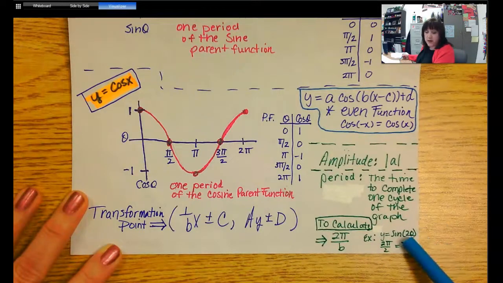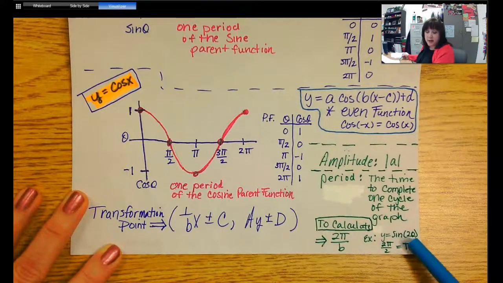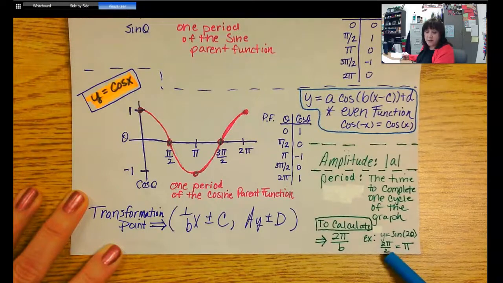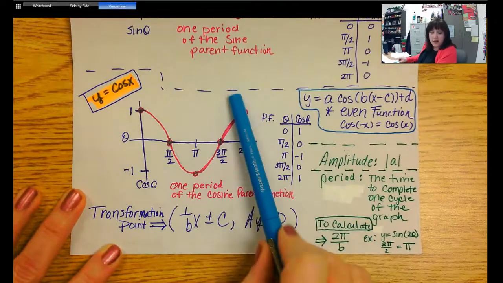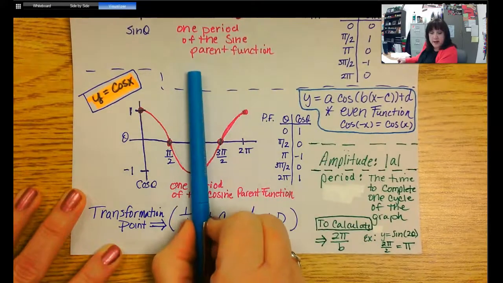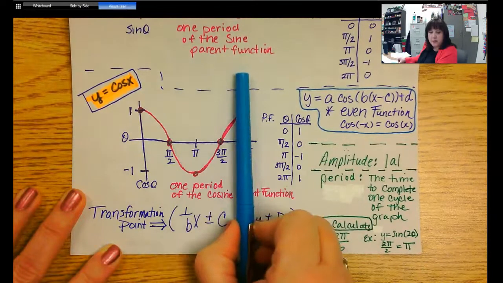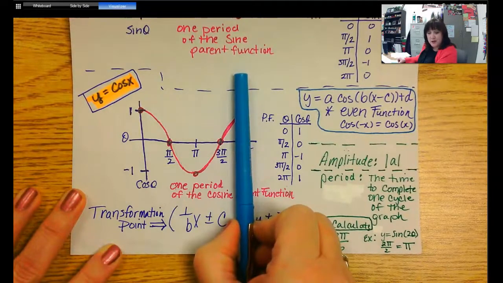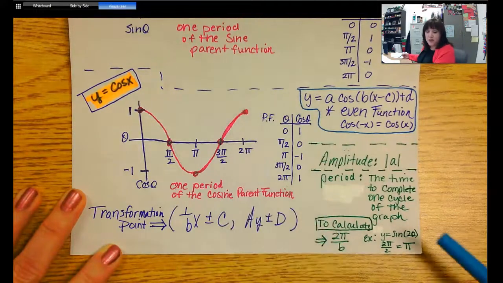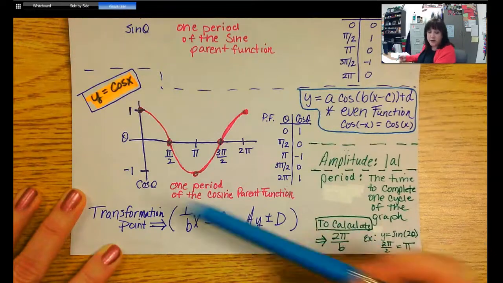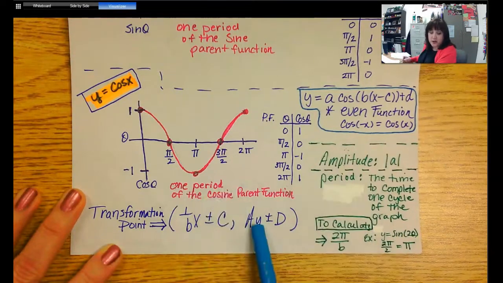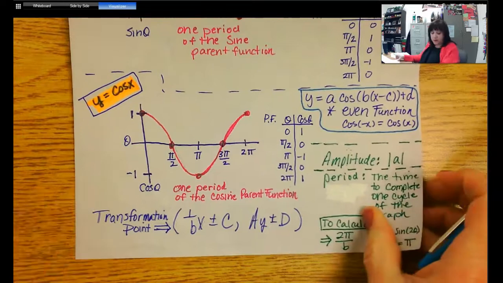So for instance, if I had y equals sine of 2 theta, b is 2, so I take 2 pi divided by 2, and now I know that my new graph would have a period of pi, which means, if you look at this graph right here, that whole V would have to happen by the time it got to pi, which means by the time we got to 2 pi, 2 of those V's would happen. And that's where you start getting that connection between the 2 and your b value. Okay? And then our transformation point, which we already talked about on the review.